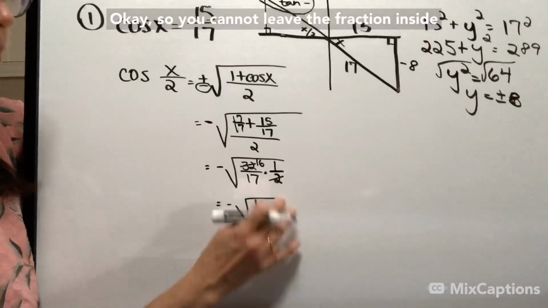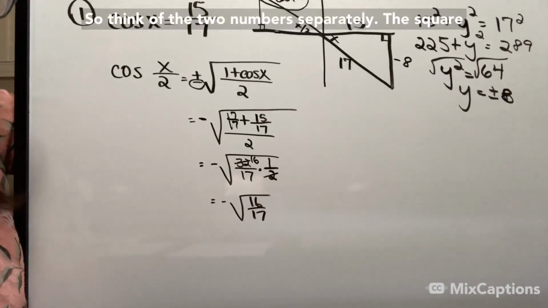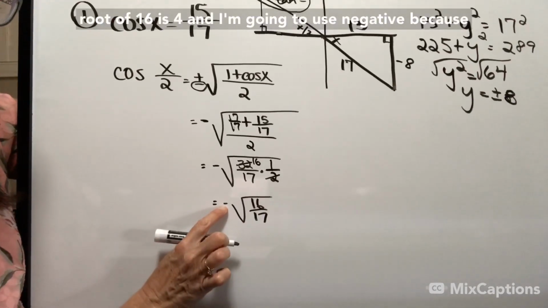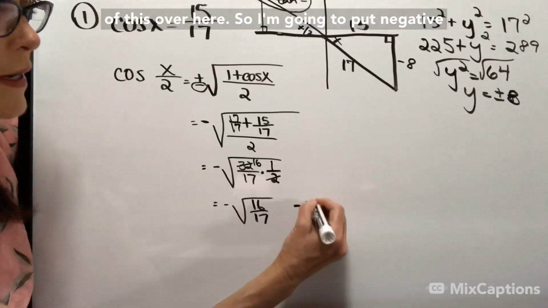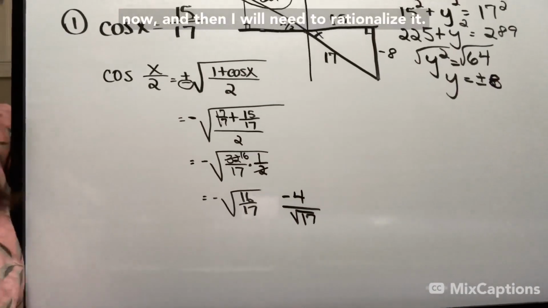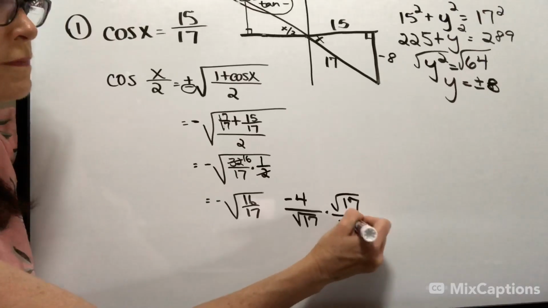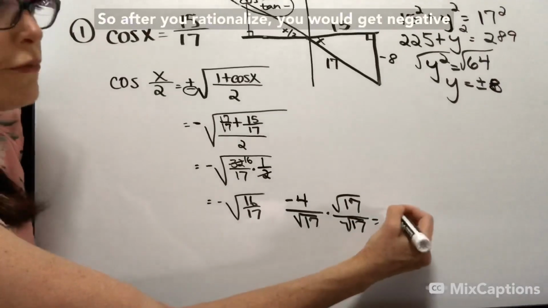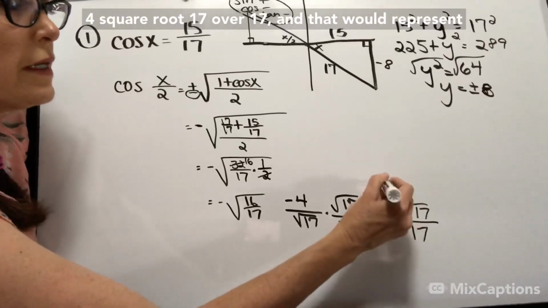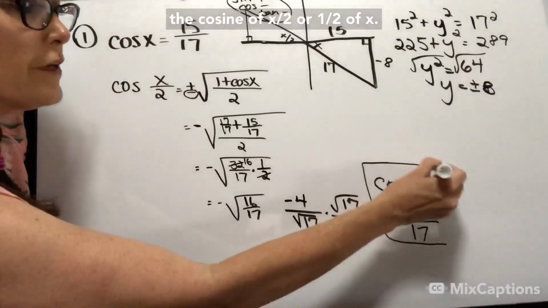Okay, so you cannot leave the fraction inside of the radical. You'll have to simplify further. So think of the two numbers separately. The square root of 16 is 4, and I'm going to use negative because of this over here, so I'm going to put -4. And I'm going to keep the square root of 17 there for now, and then I will need to rationalize it. So after you rationalize, you would get -4 square root 17 over 17. And that would represent the cosine of x over 2, or half of x.